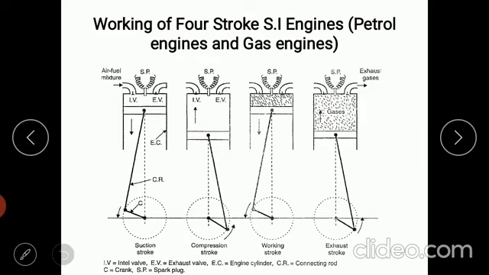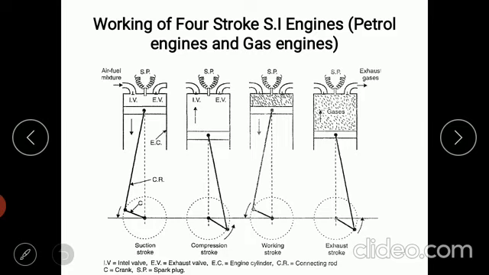Here the main thing is the spark is produced at the end of compression stroke, and during compression and expansion stroke, both the valves are kept in a closed condition. We will use spark to produce combustion inside a cylinder. We are using an external source, the spark plug, to produce combustion inside a cylinder.